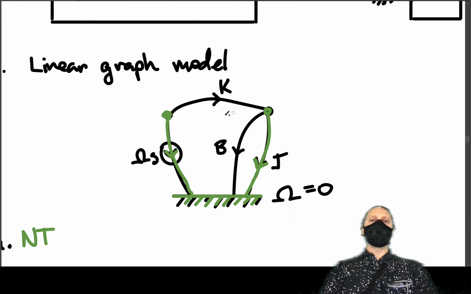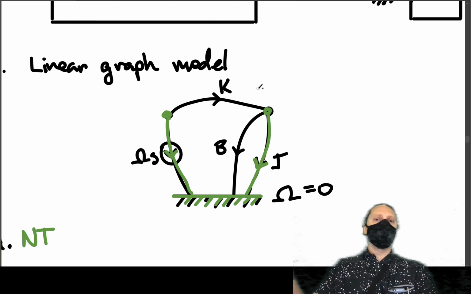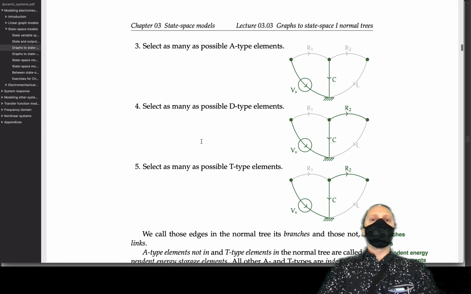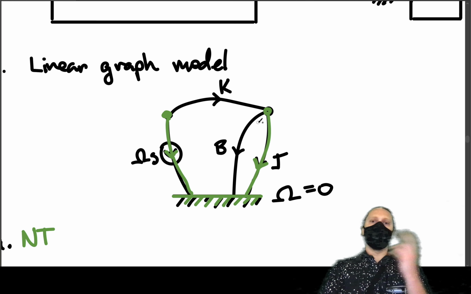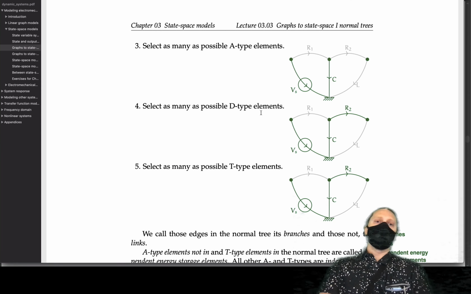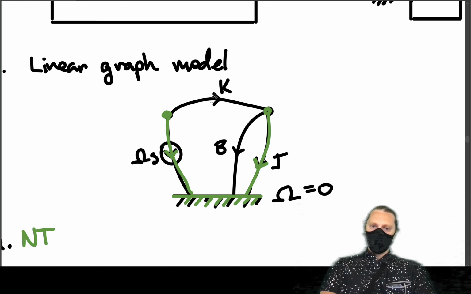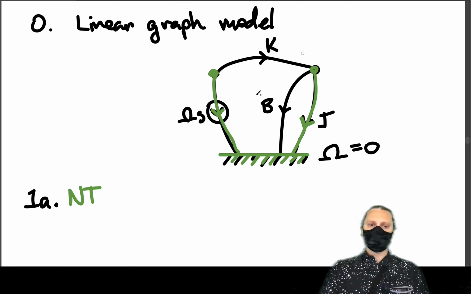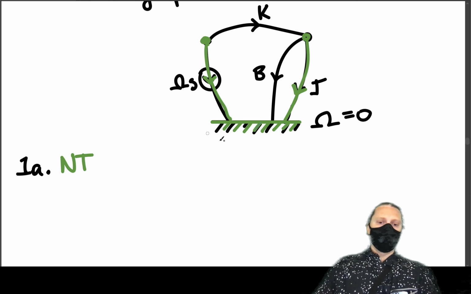The reason we know we're done is that if we include B or K, we'll create a loop. We can't create a loop, that's one of our rules. If we weren't done, though, we could include as many as possible D-type elements. B is our D-type, dissipative element here, but it would create a loop with J, so we can't include it. And if we had still more left, we could include as many as possible T-types, which would be K, but we can't do that either. So we're all good.